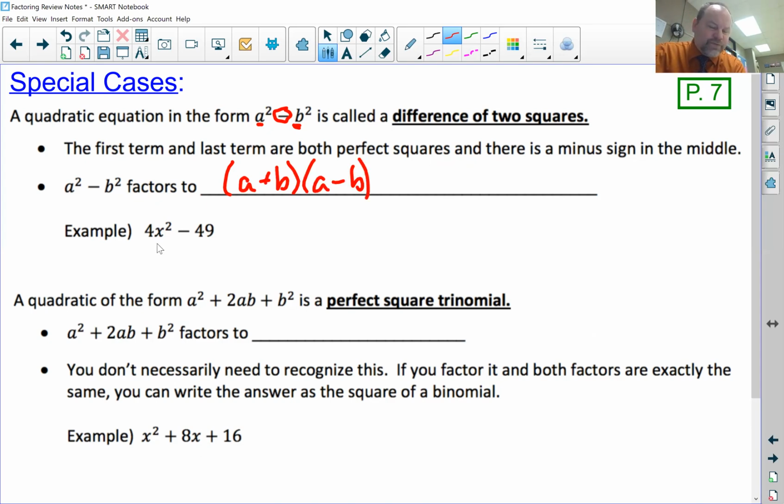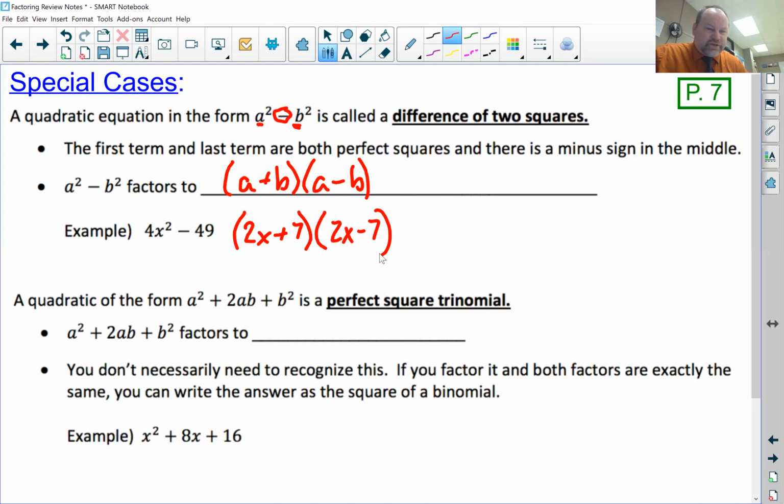So looking at this, is 4 a perfect square? Yes, it's 2 squared. Is 49 a perfect square? Yes, it's 7 squared. So we would get 2x plus 7 and 2x minus 7.